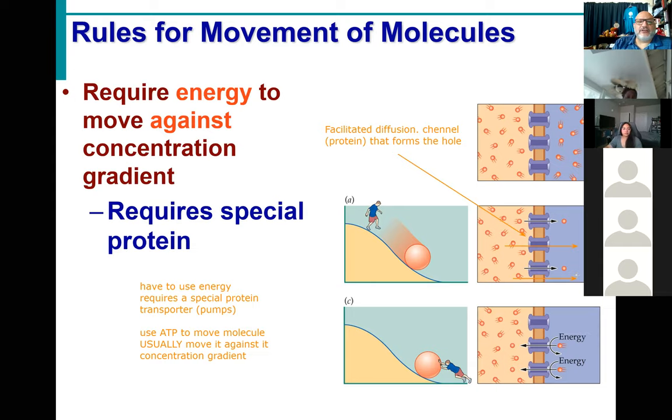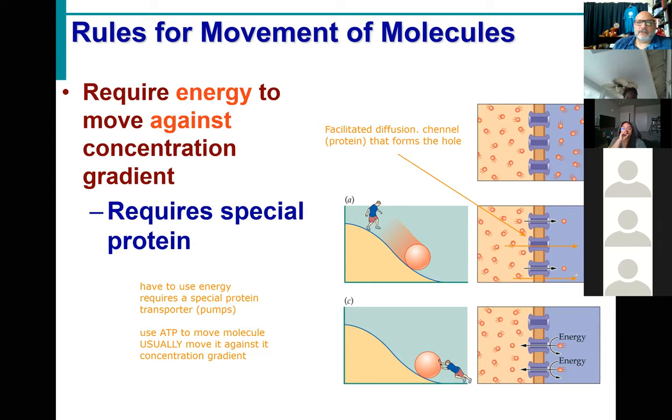If you're taking the stairs, you're using your energy, and that would be facilitated diffusion. They've got the stairs there to help you. The stairs don't move, you do, to get upstairs. If you take the escalator or the elevator, the mall is using its energy to move you up to the top. That would be a transporter. The escalator and the elevator are transporters. The stairs are facilitated diffusion.